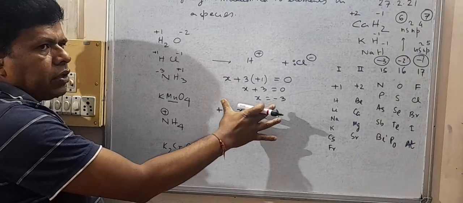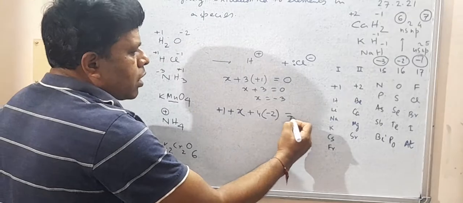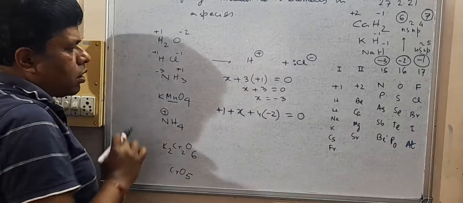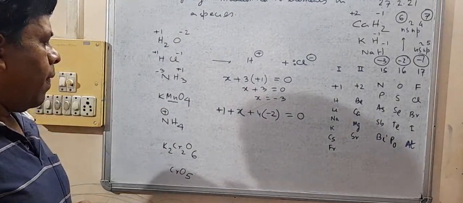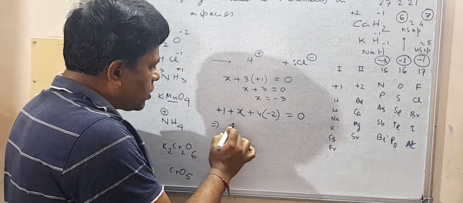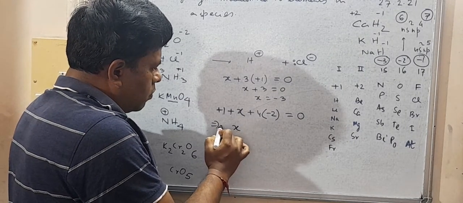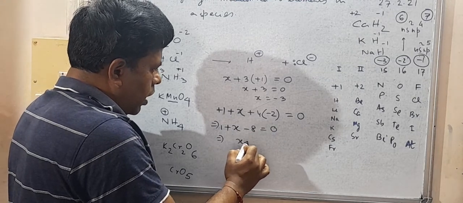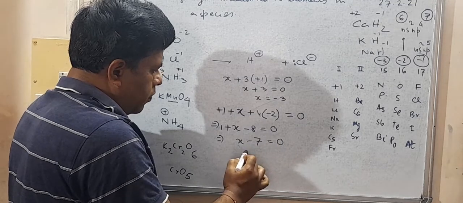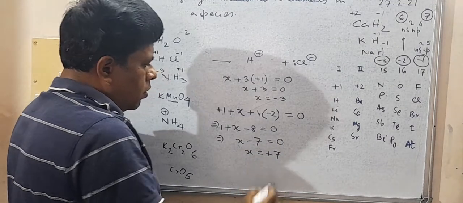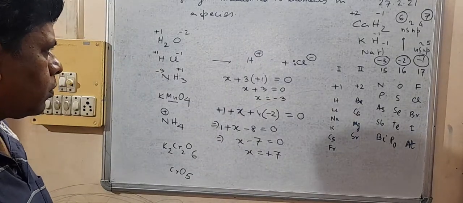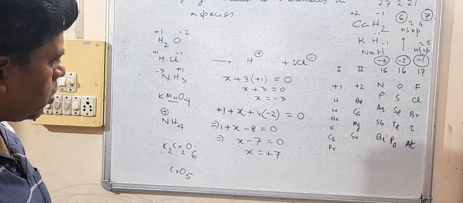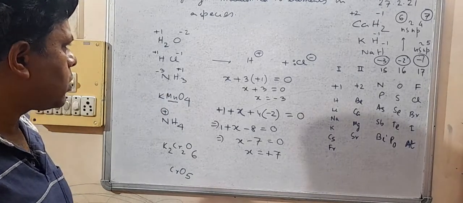So we have added all the oxidation numbers, and their sum will be equal to 0, since it's a neutral compound. Okay, so the next step: 1 plus X minus 8 equals 0. So X minus 7 equals 0. X is equal to plus 7. So the oxidation number of Mn in KMnO4 is plus 7.